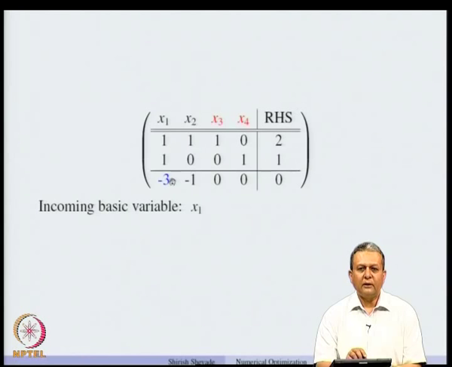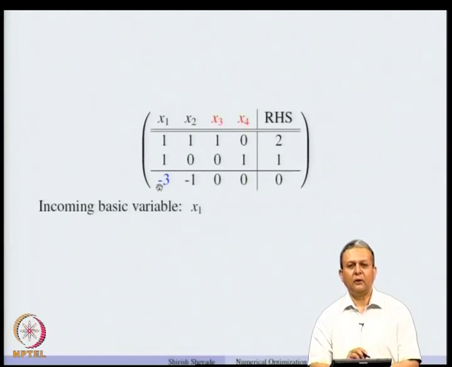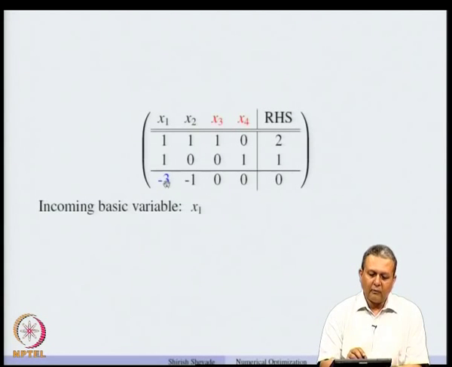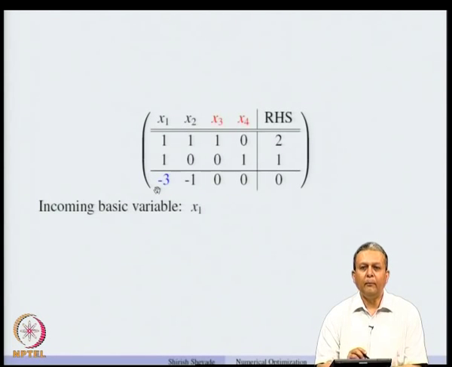Now, the relative cost factors associated with the non-basic variables are negative. So, we can choose any of these two variables to be made basic. Now, suppose we choose x1 to be made basic. So, that is indicated here by incoming basic variable x1, because it has a negative cost factor. Now, once we choose x1 to be an incoming basic variable, we need some basic variable to be made non-basic.